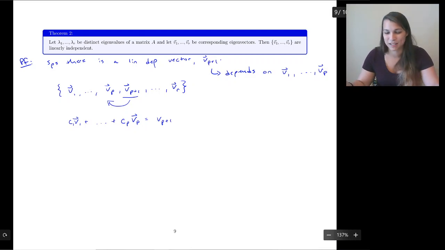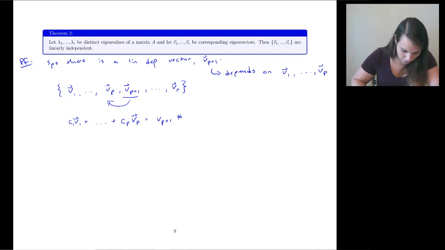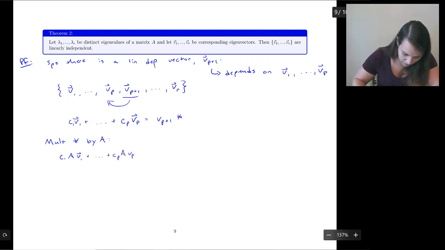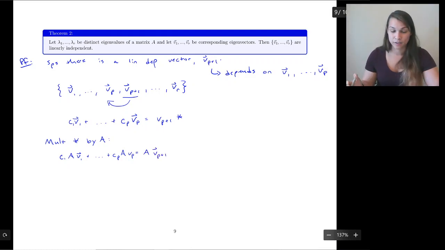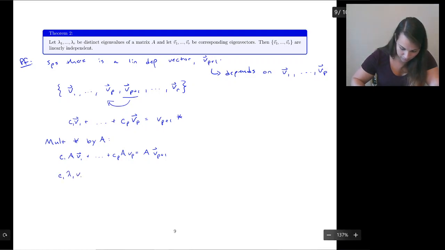That's what I meant by it makes my notation easier. So here we go. What I'm going to do is multiply my star equation by A. And that means I have C1 A V1 plus all the way up to CP A VP plus C(P+1) A V(P+1). But these are all eigenvectors. That means AV1 equals lambda 1 V1, and the same goes for everybody else, because they were all eigenvectors.